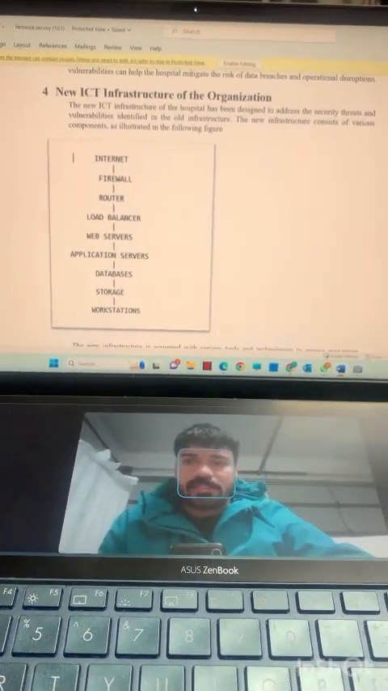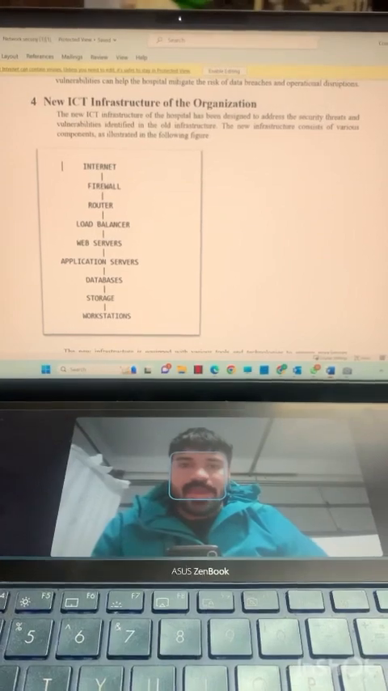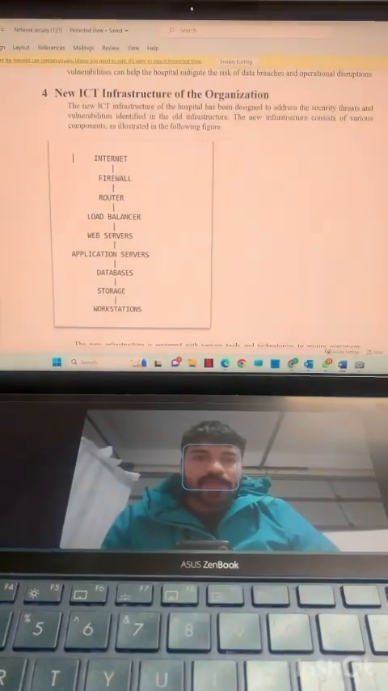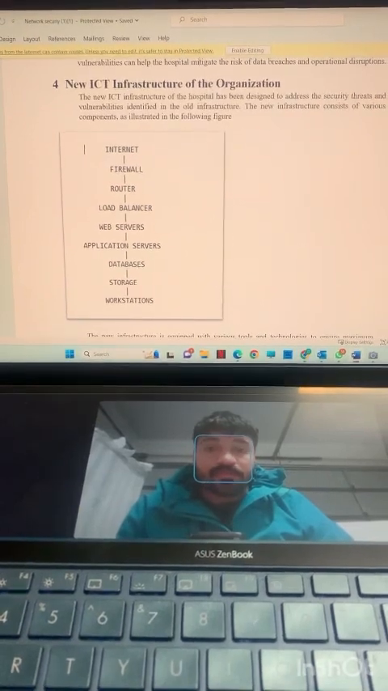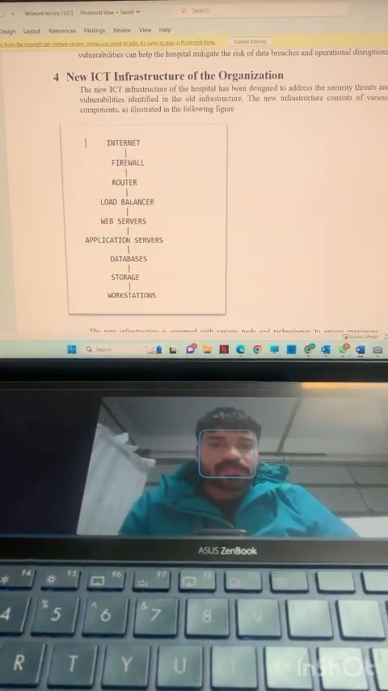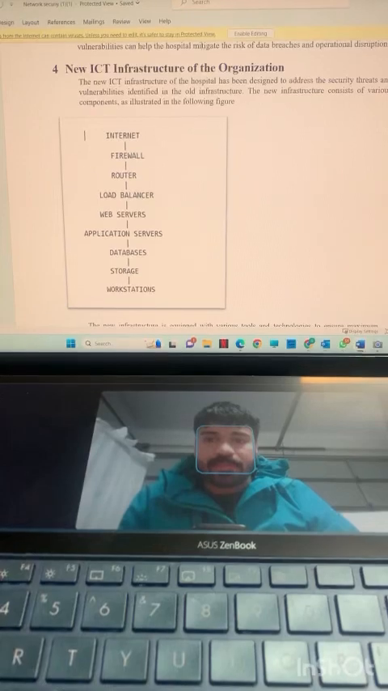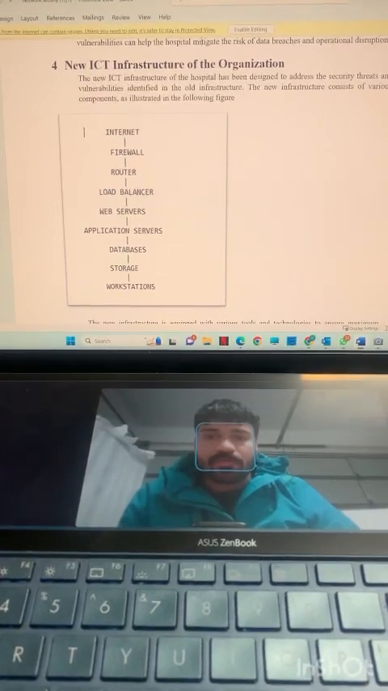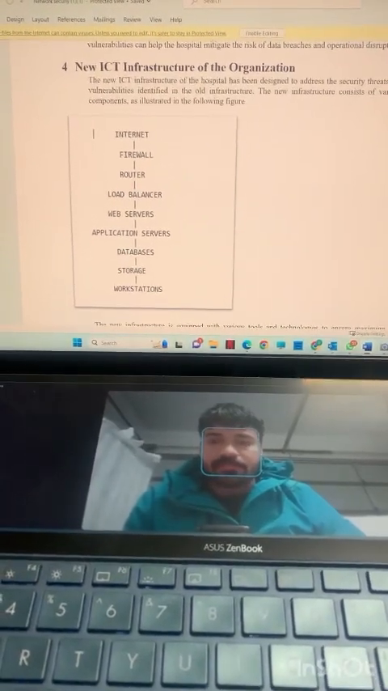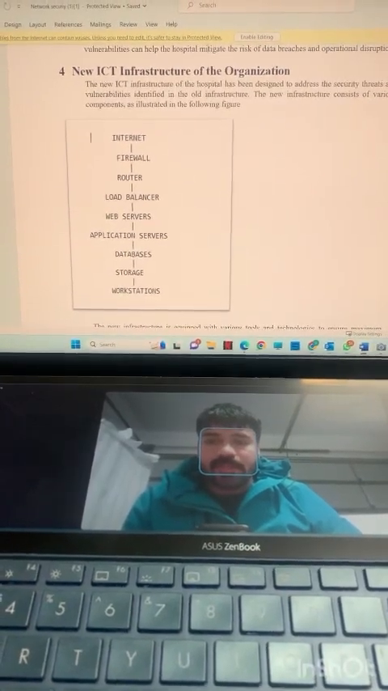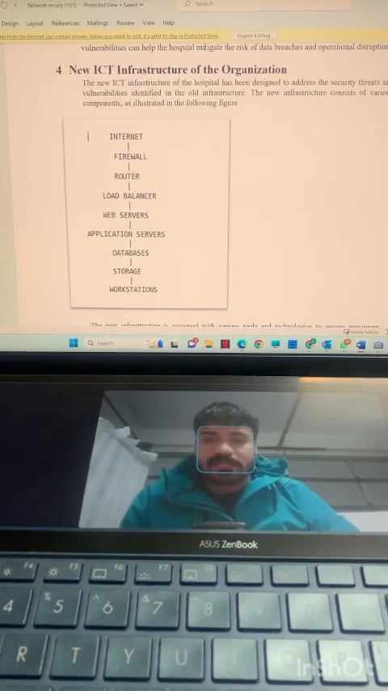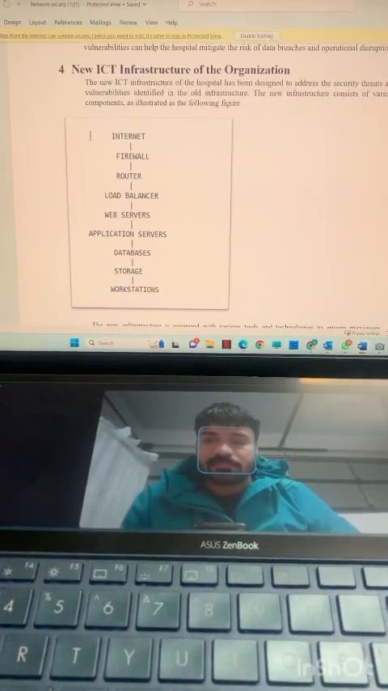Now let's start. New ICT infrastructure of the organization. The new ICT infrastructure of the hospital has been designed to address the security threats and vulnerabilities identified in the old infrastructure. The new infrastructure consists of various components as illustrated in the following figure: internet, firewall, router, load balancer, web services, application services, database, storage, workstation.